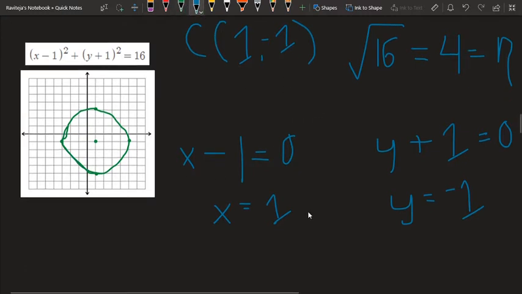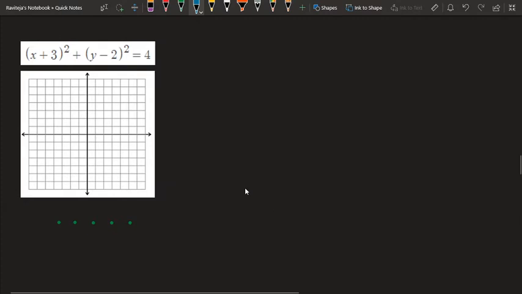So now let's move on to problem number 3, which is the same format as the last problem, but with different numbers. So let's do this real quick. Let's do this, guys. So what we want to do is find the center point first, which means we have to look at the h and k values. And it's the opposite sign, so that means our center point for this problem would actually be -3, +2.